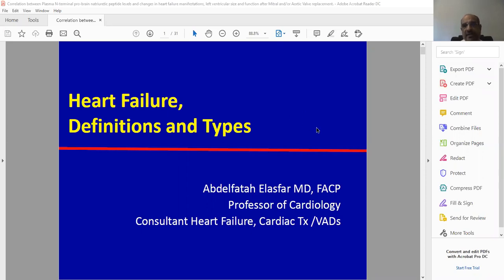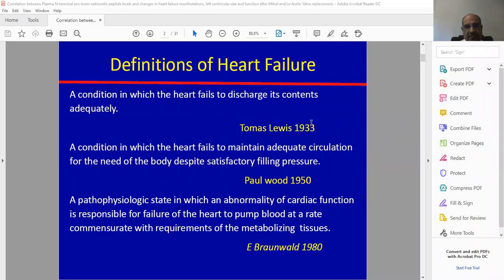I will start with heart failure definitions and types. The definitions of heart failure started very early in the last century, when Thomas Lewis in 1933 described heart failure as a condition in which the heart fails to discharge its content adequately. So it was mainly related to the ability of the heart to discharge the blood from inside it.